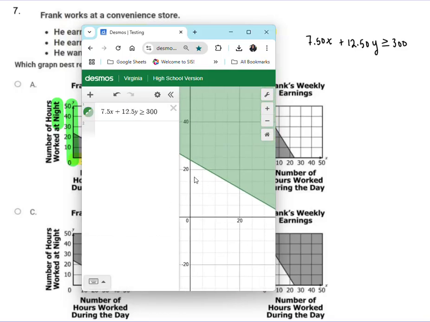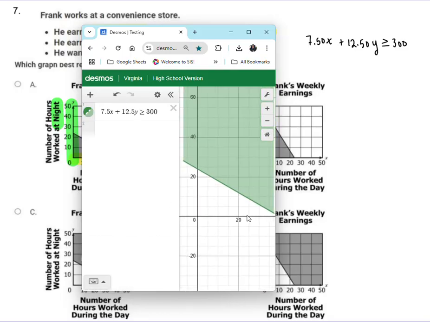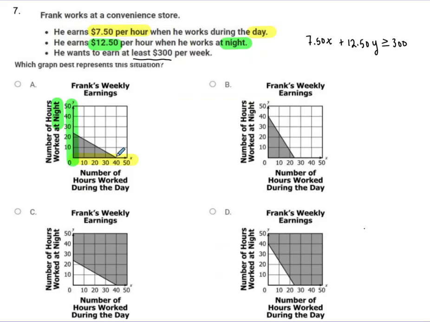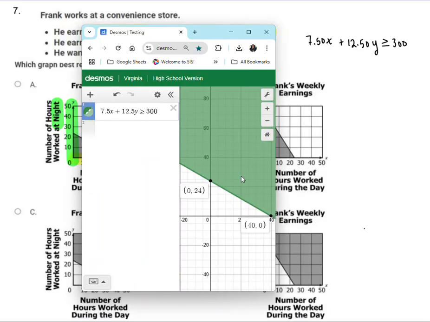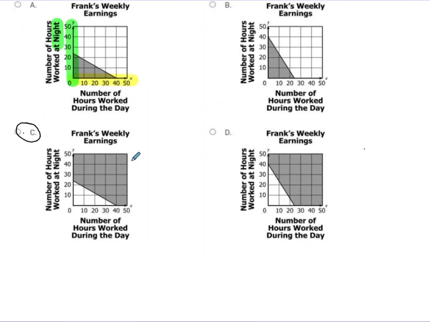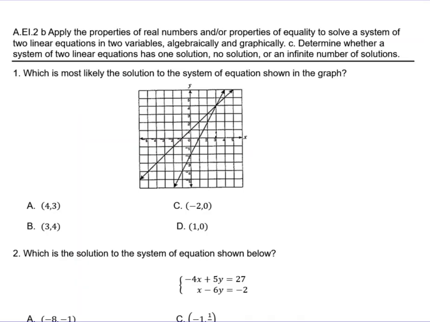There it is. So it looks like it's going through about 24 and 40. And then this is also 24 and 40. But then it's being shaded above. So there you go. Answer choice C. All right, thank you.